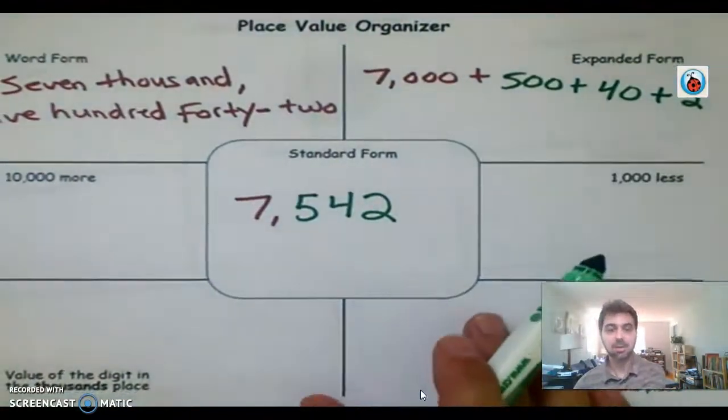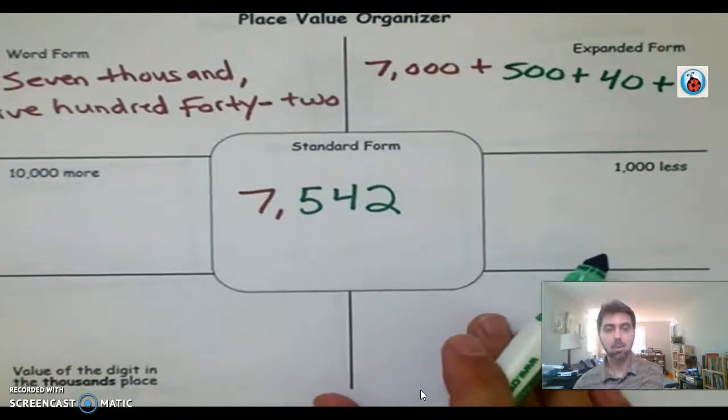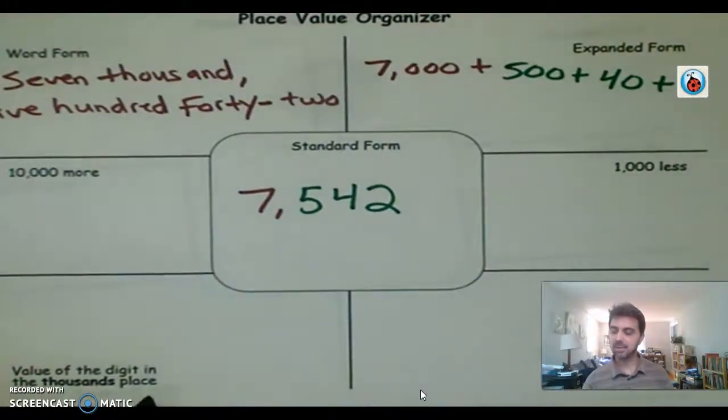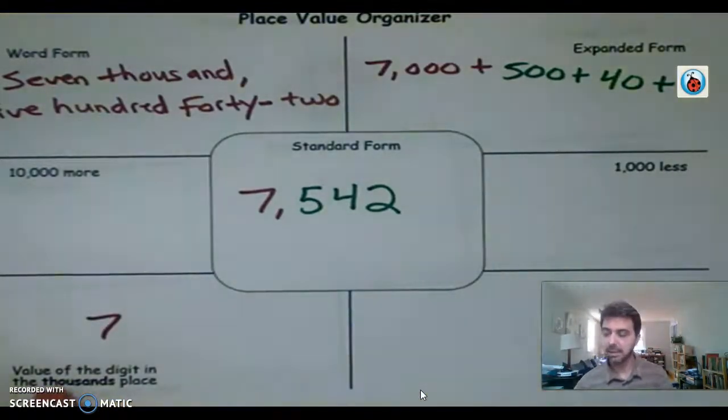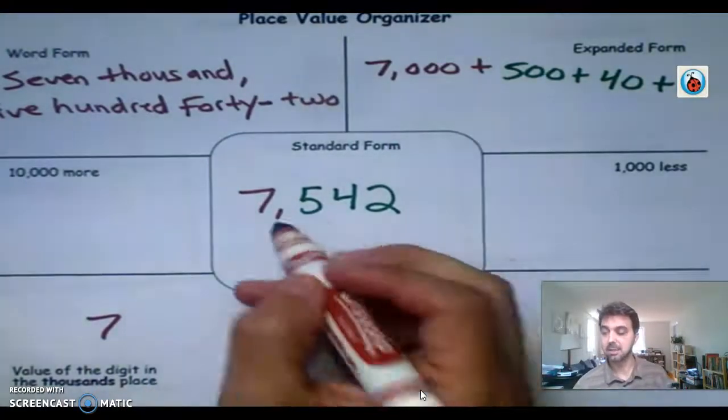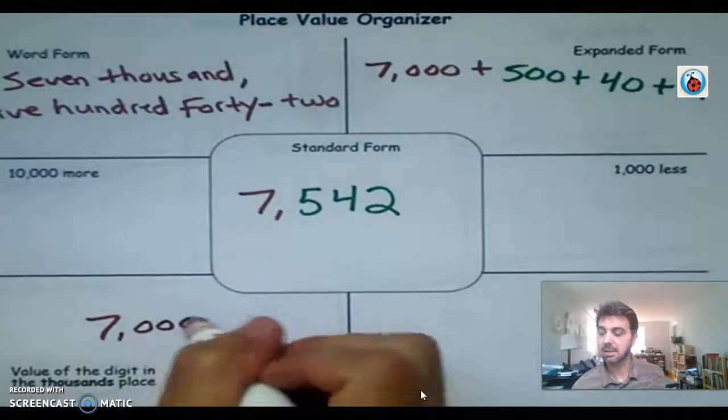All right, now let's do this. Let's go down here, actually. It says, what is the value of the digit in the thousands place? Well, what digit's in the thousands place? The 7, right? So I'm going to write down 7. I'm sorry. That is the digit, but it says, what is the value of the digit in the thousands place? So the value is 7,000.